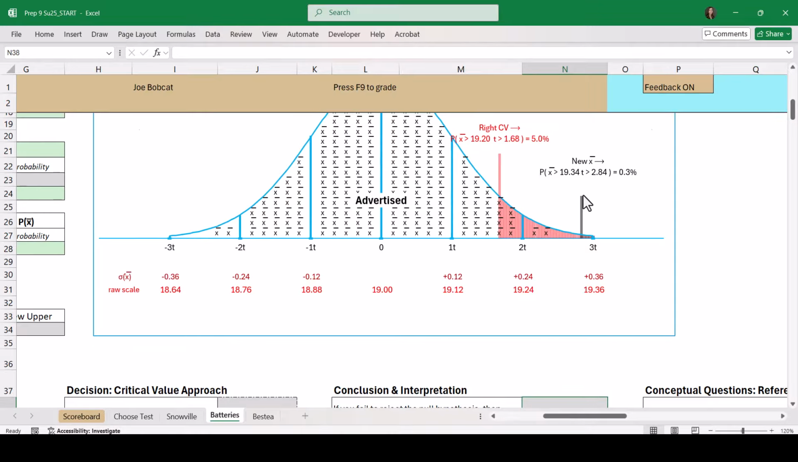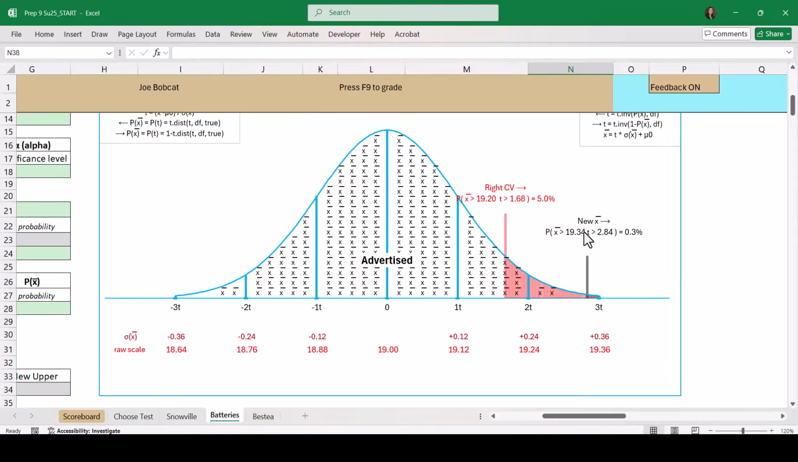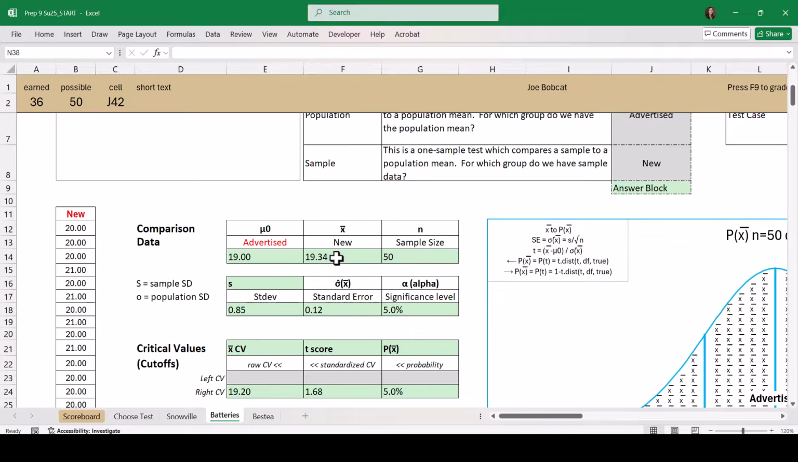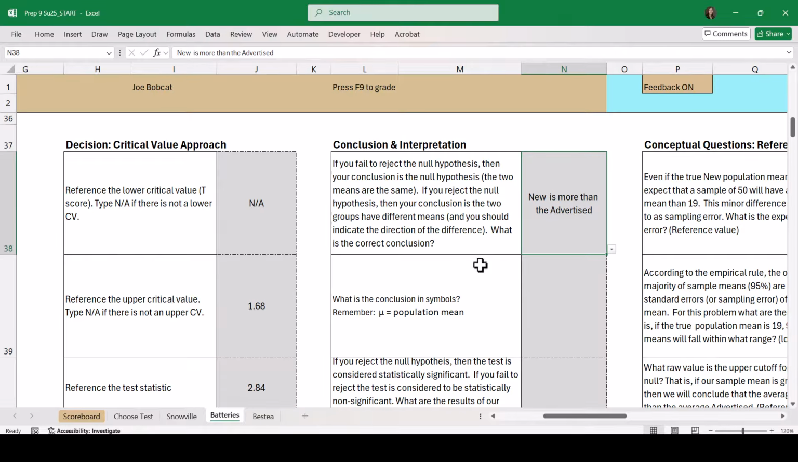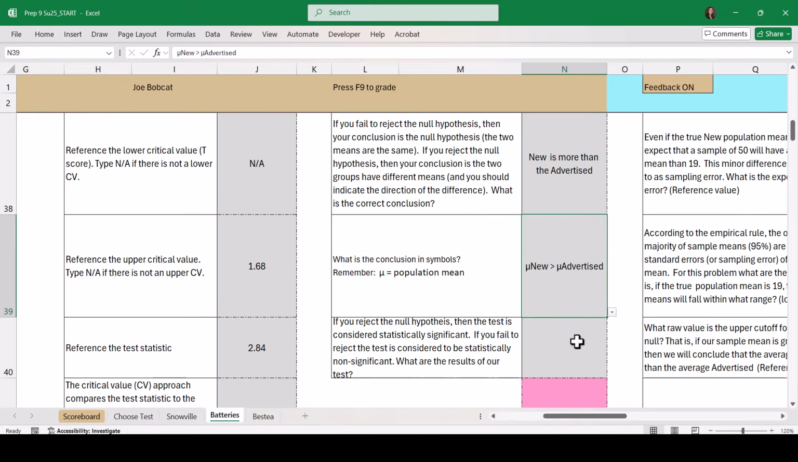So you can see that our test statistic is in the right tail. That's greater than. You can see that the sample mean is greater than the advertised. So we found evidence that the new batteries do last longer than the advertised average. And in symbols, it would look like this. So the population mean for the new batteries is greater than that advertised mean of 19 hours. So we got statistically significant results.